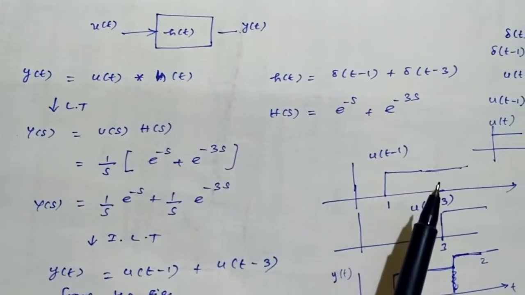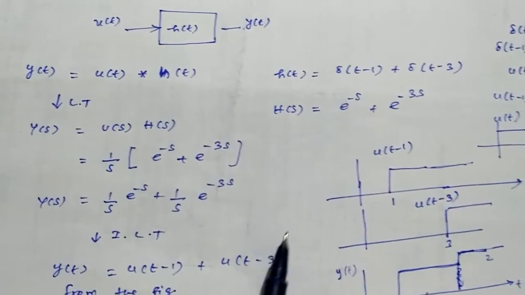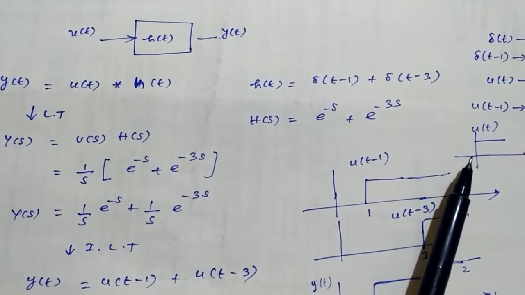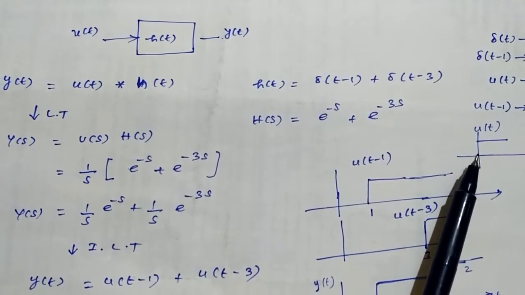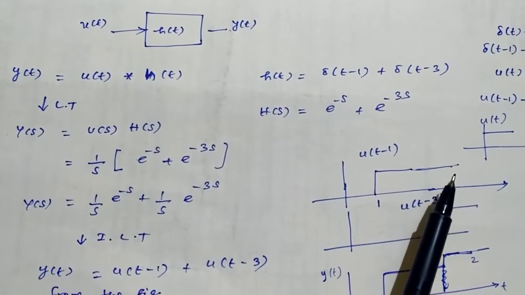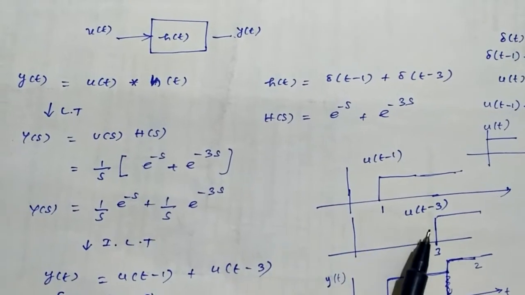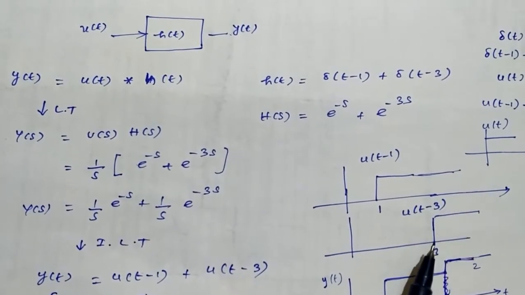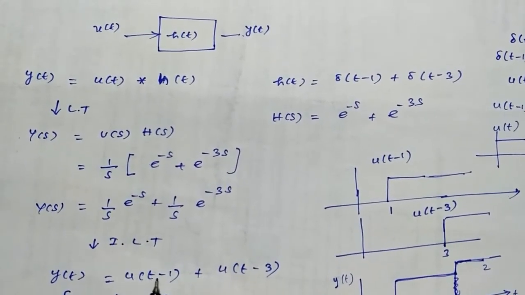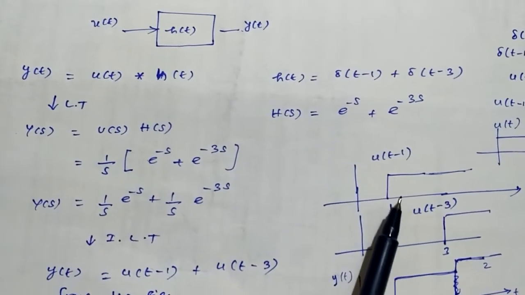Now again we need to plot this function. We know this is the standard step function starting from 0. When this function is shifted by 1, this is u(t−1). The second one is u(t−3), so this function is shifted by 3. These two functions, u(t−1) plus u(t−3), are getting added.